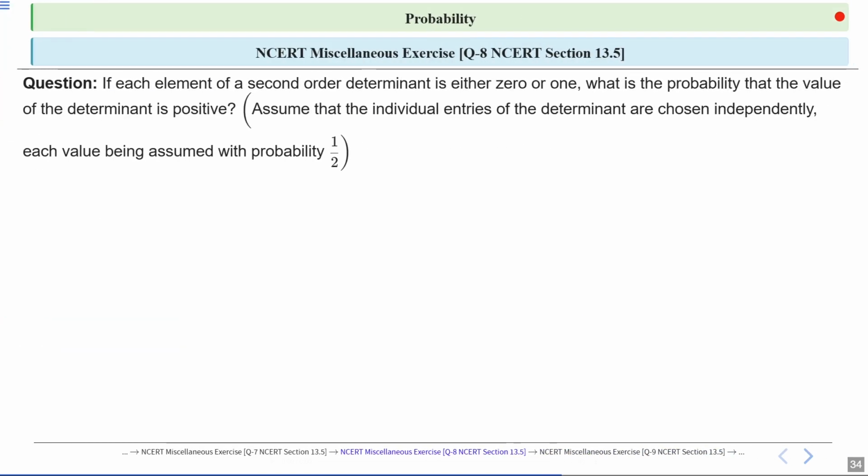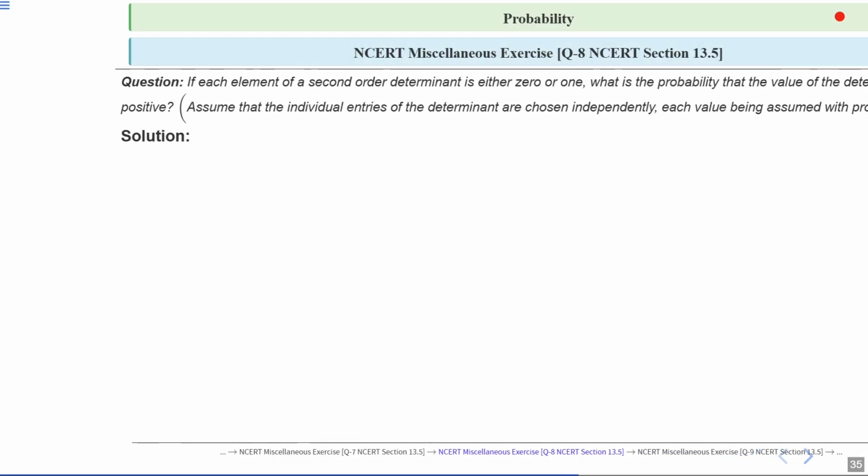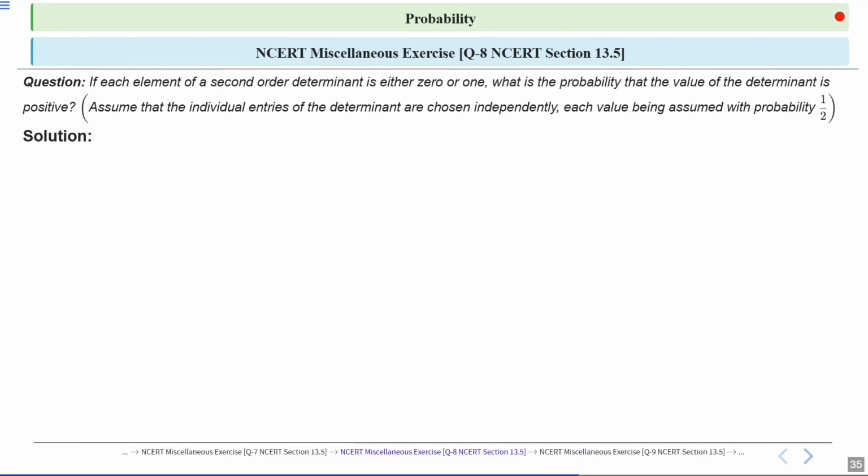Look at this question. Here we have a second order determinant that has 4 entries, each either 0 or 1. Each entry is chosen independently with probability 1 by 2. The question asks for the probability that the determinant's value is positive. So first of all, think about this and then see the solution. So let's start the solution step by step.